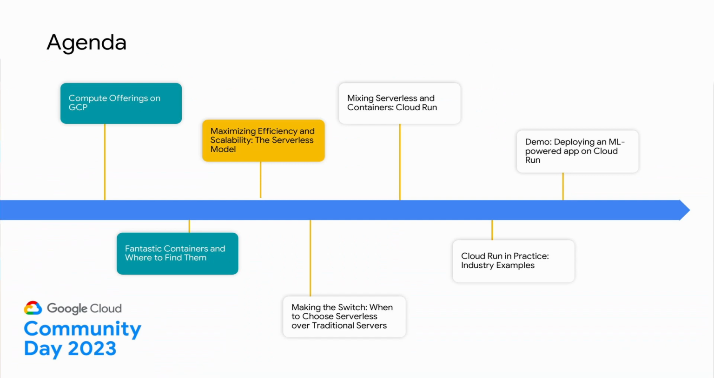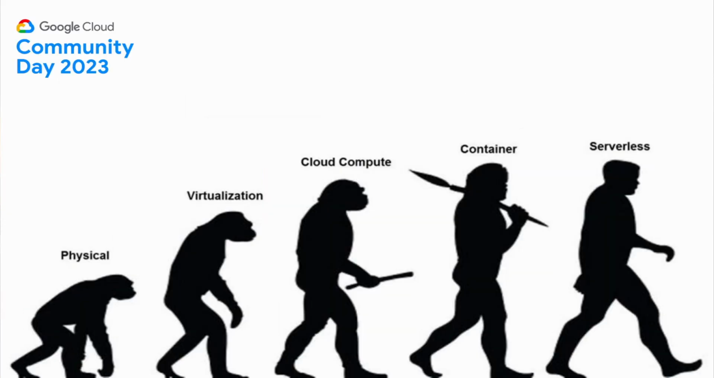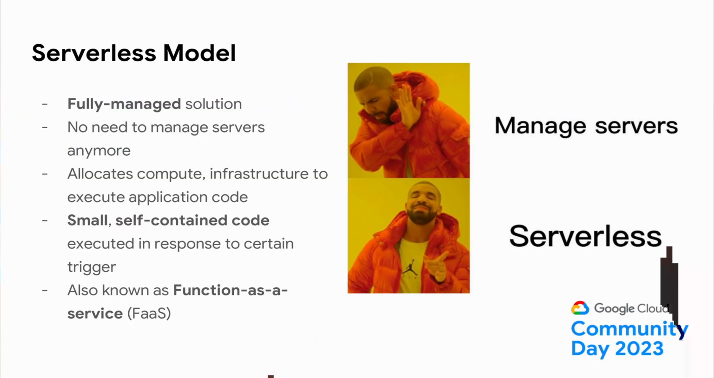Having covered containers and what the offerings are, we now look at the serverless model. Serverless came out of necessity. It came out of the evolution of applications where we had physical servers, then we came across virtualization, then some cloud compute, then we had containers, and finally we are at the last iteration of serverless. We don't know what's going to come ahead. The serverless model is basically just hands-free. It's like Bluetooth. You don't need to worry once you're done configuring it, correct?